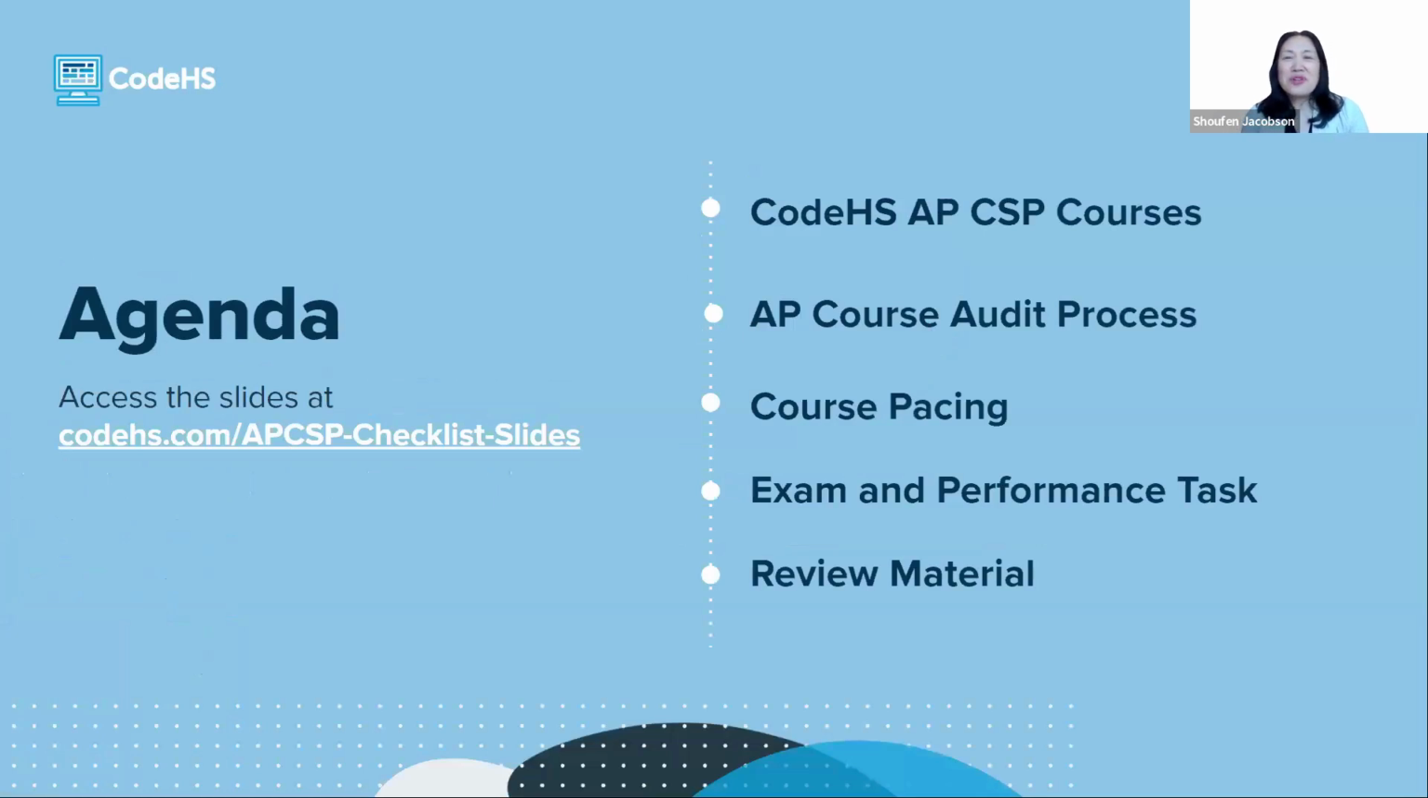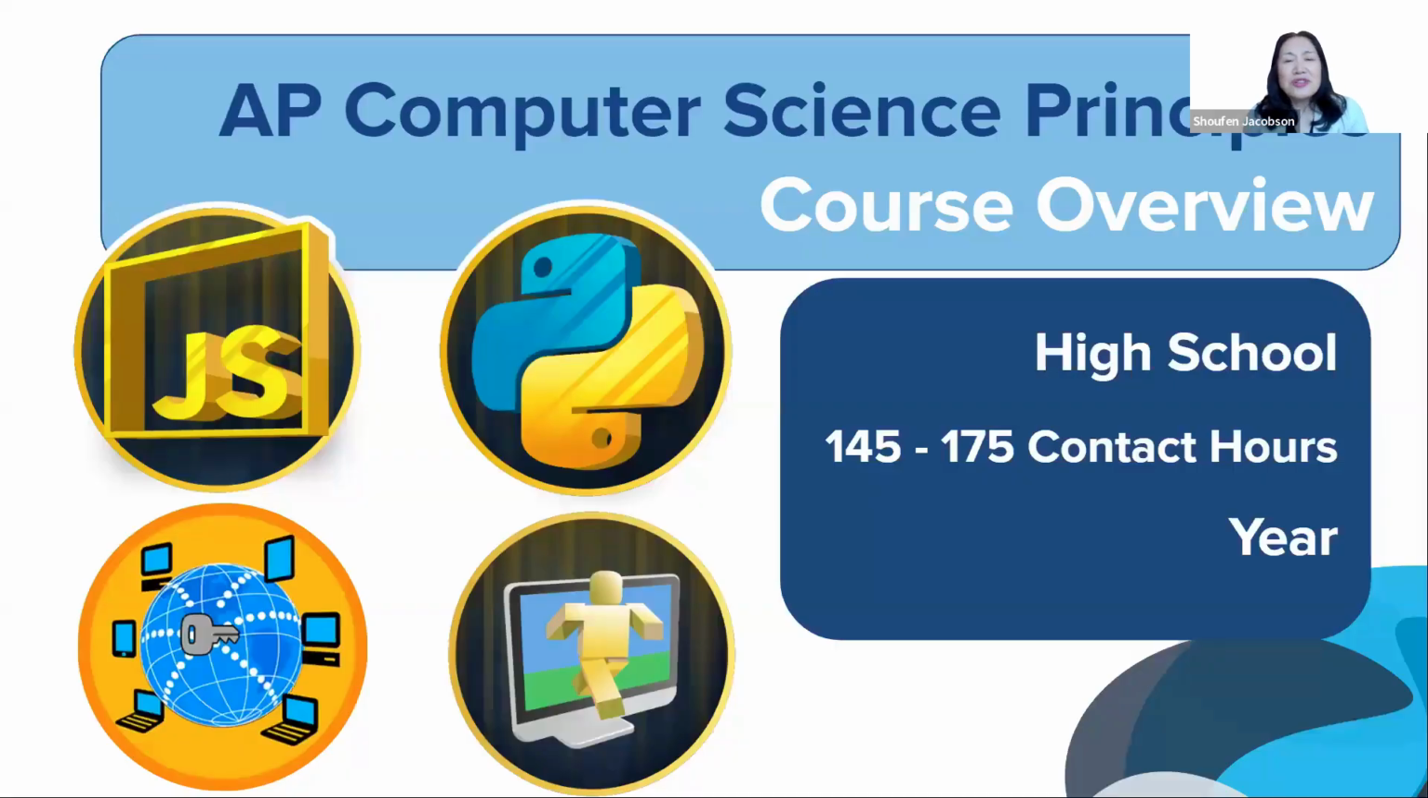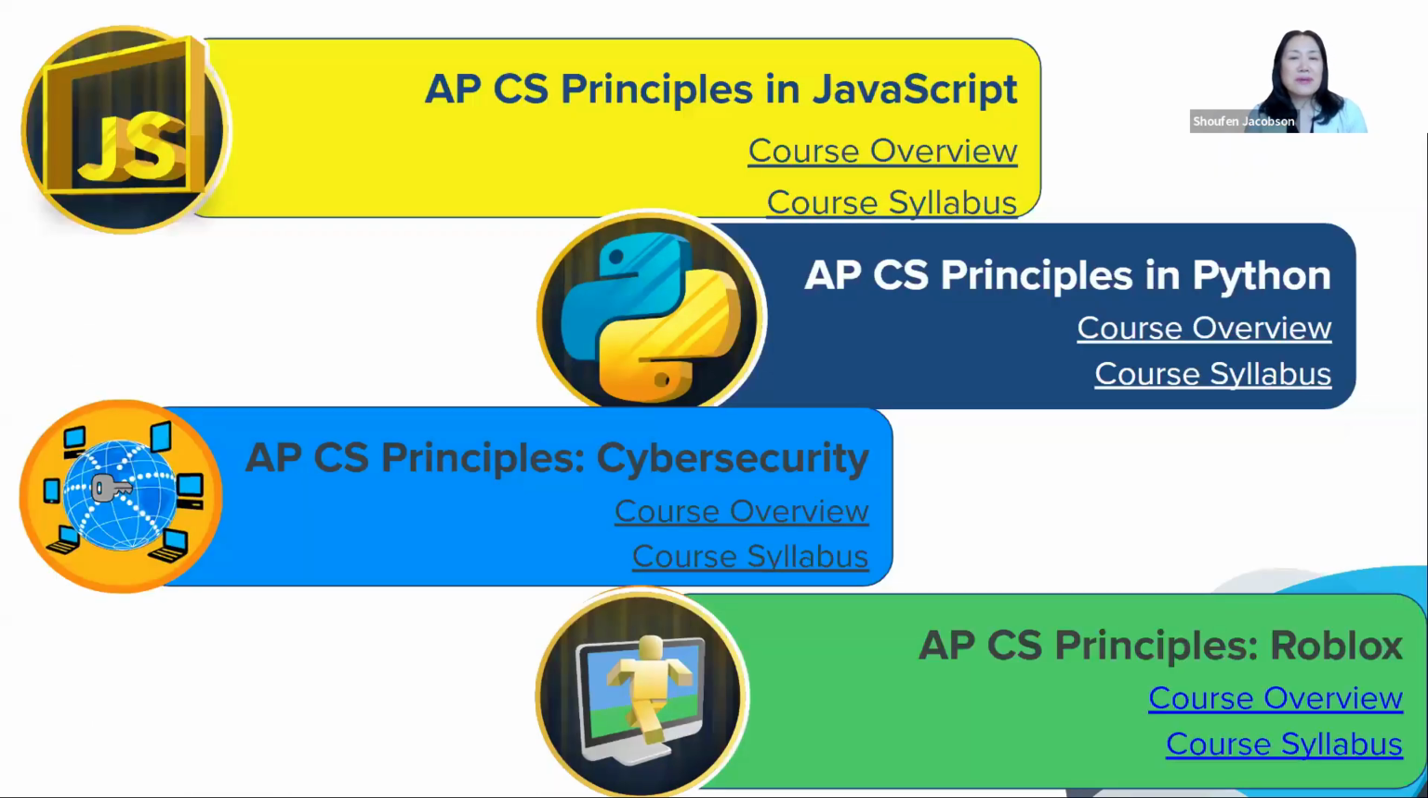Today we will take a look at the checklist. What are the important things we need to know when we're teaching this course? First, we're going to take a look at the AP Computer Science Principles courses offered by CodeHS, the AP course audit process, course pacing, the exam and performance task, and then review materials. CodeHS offers three AP Computer Science Principles courses. First is in Python, then in JavaScript, and then APCSP in Cybersecurity.